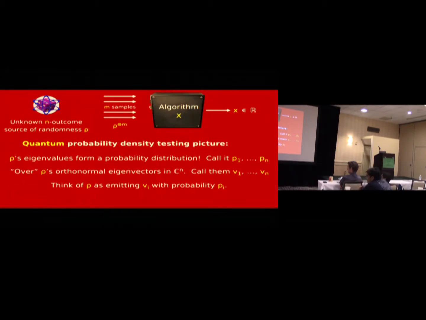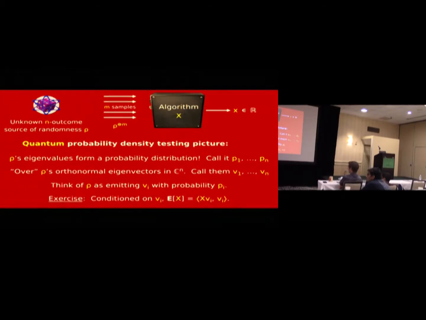But there are also these vectors at play, which are like an unknown orthonormal basis of n-dimensional space, which you also don't know. If you're trying to learn rho, you have to learn both of these objects at the same time. And furthermore, you can't just look at the vi after the particle, if you will, emits it. You can only do this thing of plugging it into an algorithm X.